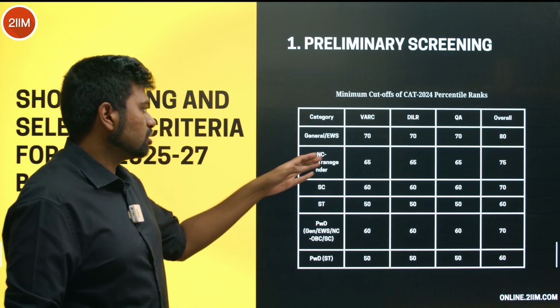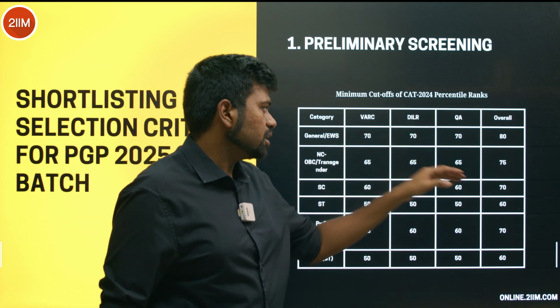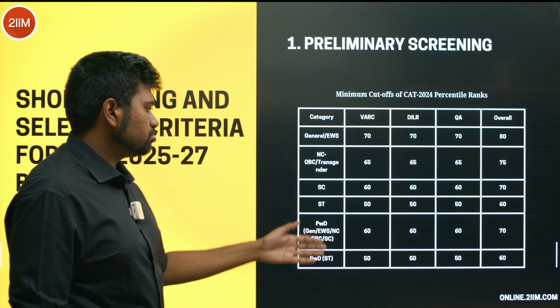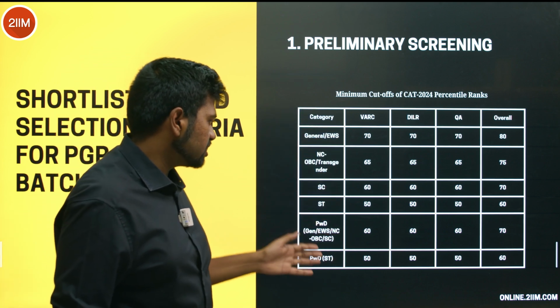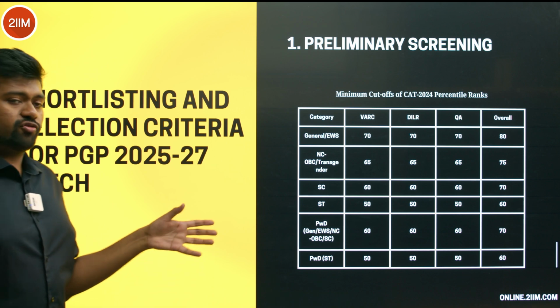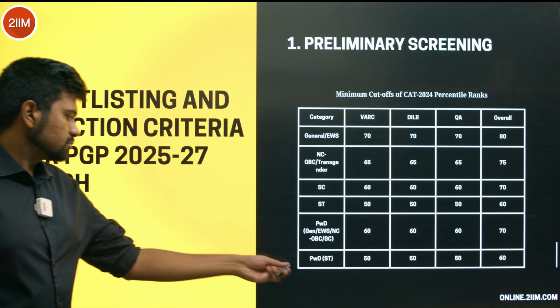For general EWS, that's 17 VARC, 17 DLR, and 17 Quant, and 80 percentile overall. Now these are the percentiles for the other categories. You may have a look. I'm going to give you guys a few seconds. You can take a screenshot if you want. All right, so we'll move on.